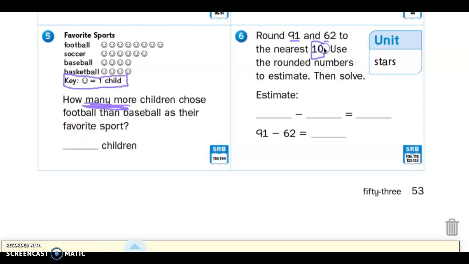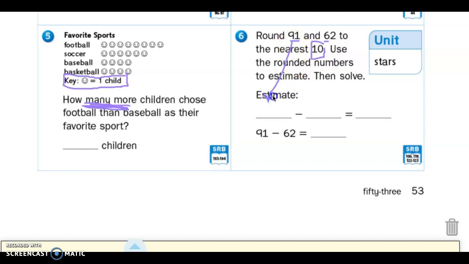And number 6, round 91 and 62 to the nearest 10. Look at a 10, it ends with a 0. So our answer is going to end with a 0. Use the rounded numbers to estimate, then solve. So round this one, put it on this line. 91 rounded to what 10? 62 rounds to what 10? Put it on this line.